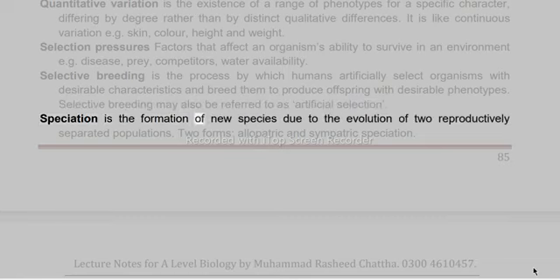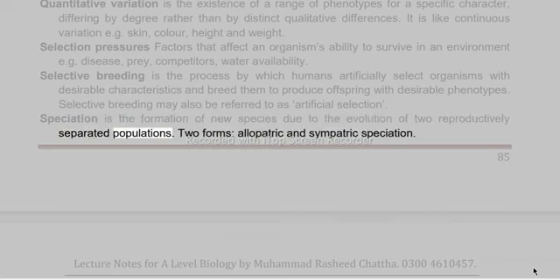Speciation is the formation of new species due to the evolution of two reproductively separated populations. Two forms: allopatric and sympatric speciation.